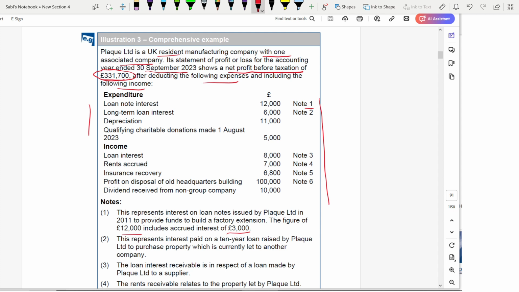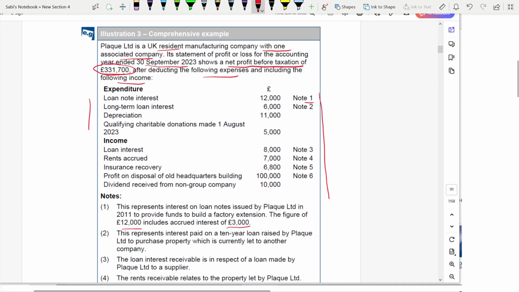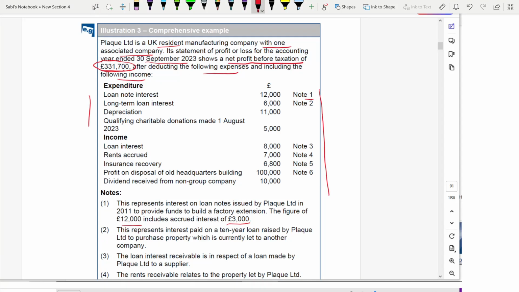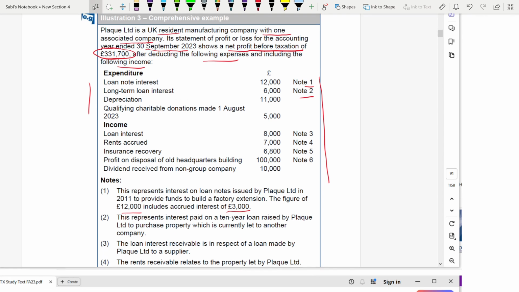Okay. Then, so anything relating to loan? No. So one is loan note interest, the other one is long-term loan interest. Note 2. This represents interest paid on a 10-year loan raised by Black to purchase property which is currently let to another company. Remember, you should only add back those expenditures which should not be deducted from net profit, which are non-trading. If it's trading, like the first one, where you have taken the loan for the factory extension and you are a manufacturing company, this is a trading activity. So this was deducted. You don't have to do any adjustments with it.